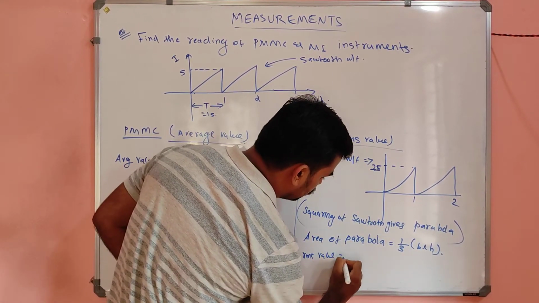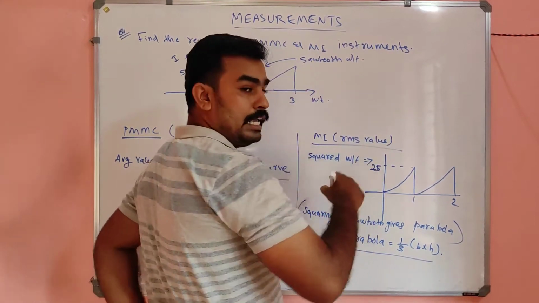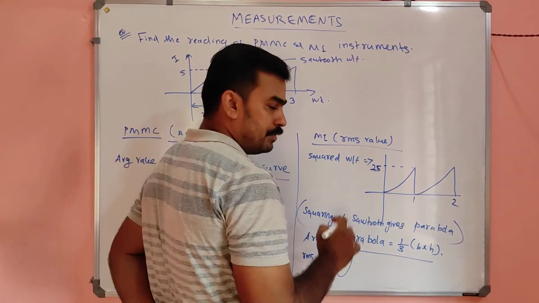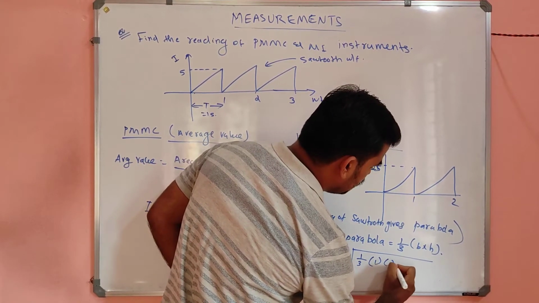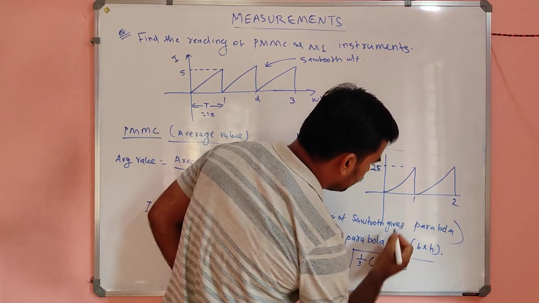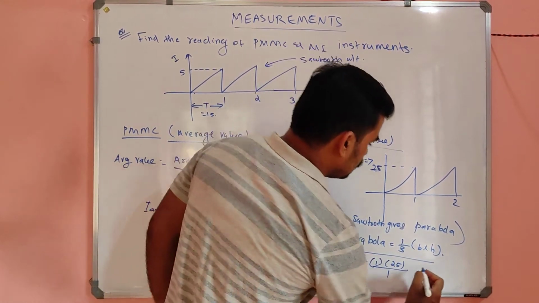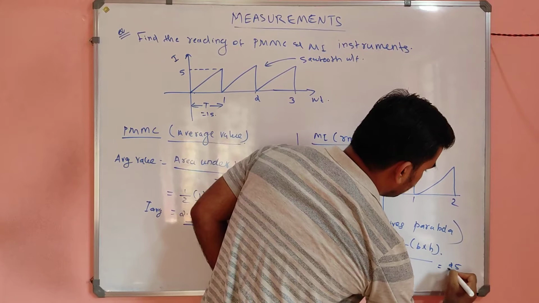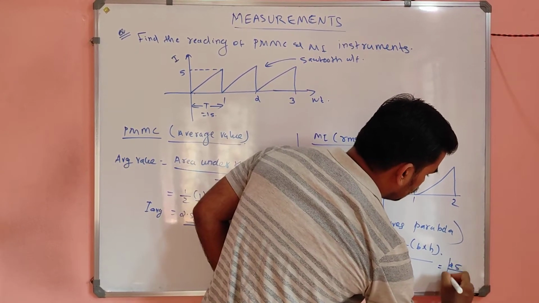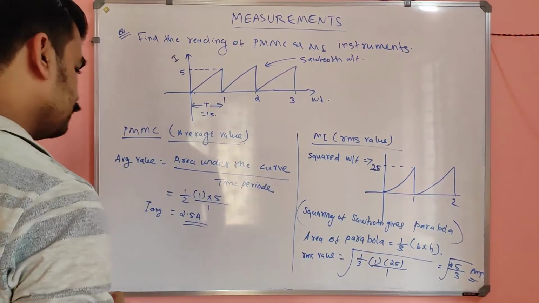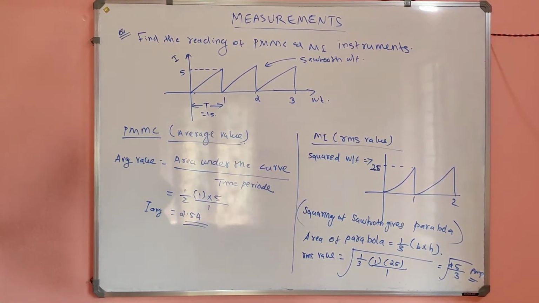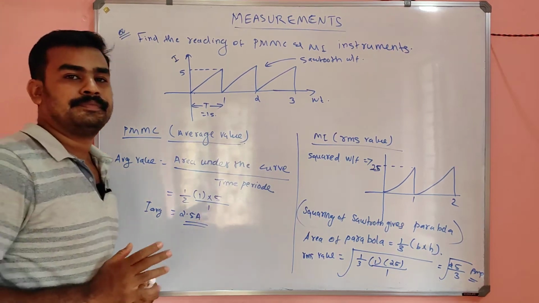RMS value is equal to the root of the area of the squared waveform. This is the squared waveform, and its area will become the parabolic area, that is nothing but 1 by 3 into B into H, whole divided by, my dear, the time period. So it is again 1. So the answer will be root of 25 by 3 ampere. You can also take 5 by root 3. Okay, so that is the answer.